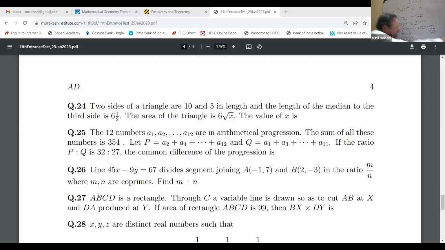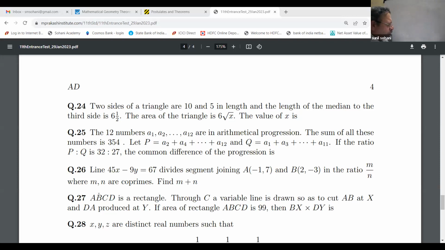Is anybody still writing or can I rub the board? No, sir, I'm not. All are done? Anybody still writing? Yes, sir, we're done. You are writing? No, sir. Nobody's writing, right? Sir, which question do we have to do? Arey, 25. Question 25.